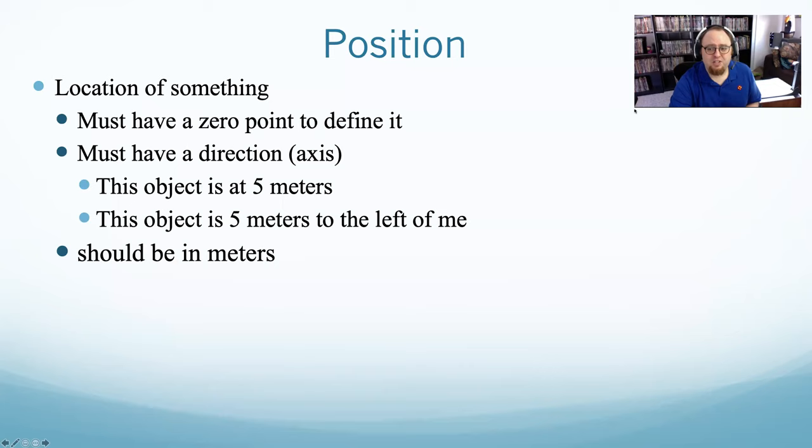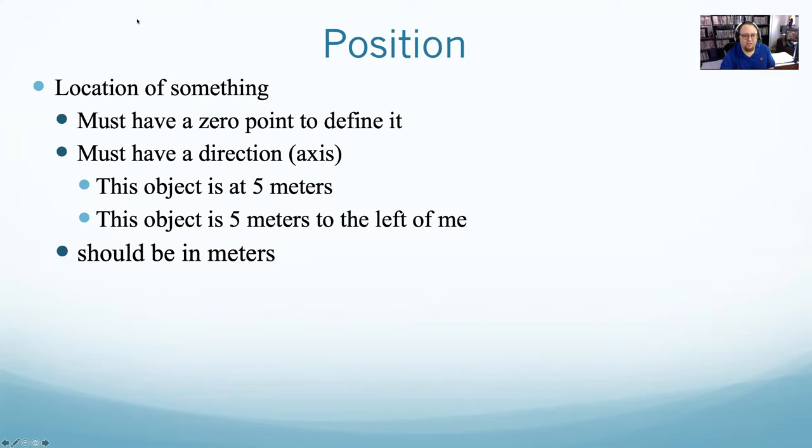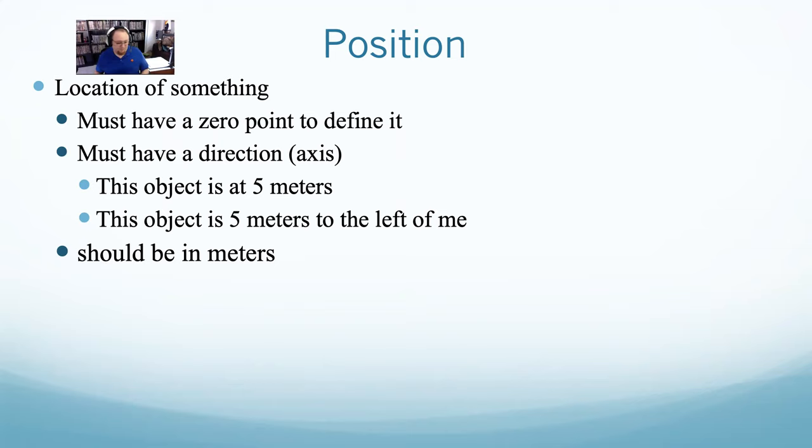And to define the position of something, you need two things. The first is you have to have a zero point. If you think about when you measure the length of something, right? And I had a tape measure right here, but there it is. If I want to measure the length of something, I have to have one end of this tape measure at a spot. I can't say the length of something without saying where we started from.